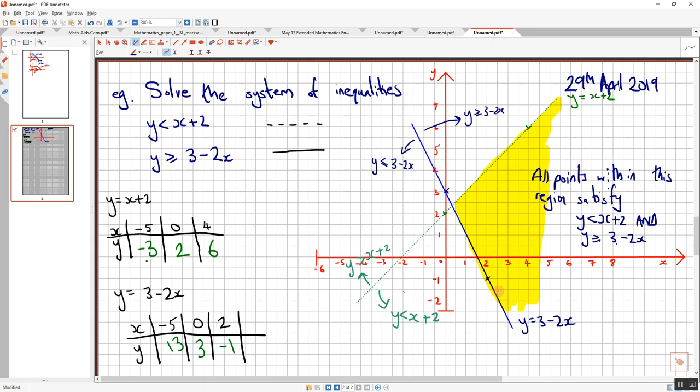Isn't it because that one is greater than or equal to and then the other one's not? Right, exactly. These ones are greater than or equal to, so everything on this line counts. These ones are just less than. It's not equal to on this line, so anything on this line does not count. Good job.